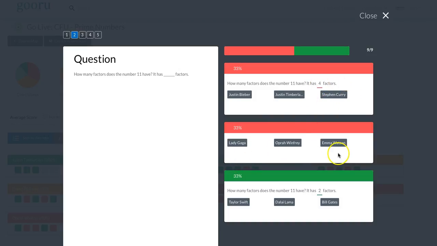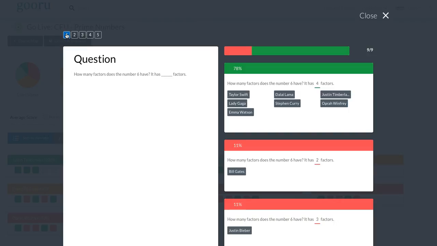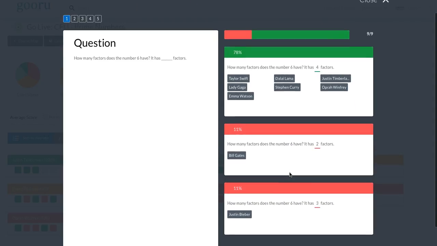These 3 submitted a blank, whereas these 3 have a misunderstanding, thinking this number 11 has 4 factors, helping the teacher to try and diagnose the misunderstanding for this group, pull them, and efficiently support them, correcting the misunderstanding. The teacher can quickly move through the questions to do this for any question that students have submitted results for.